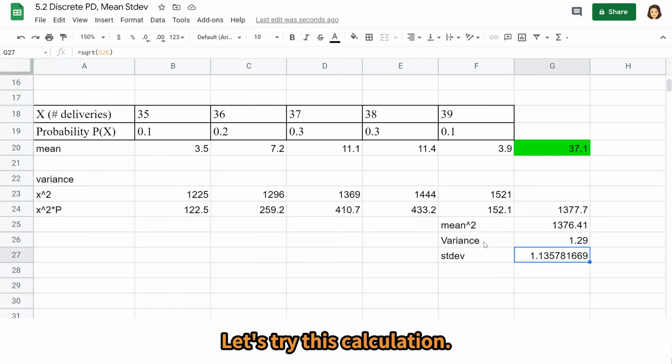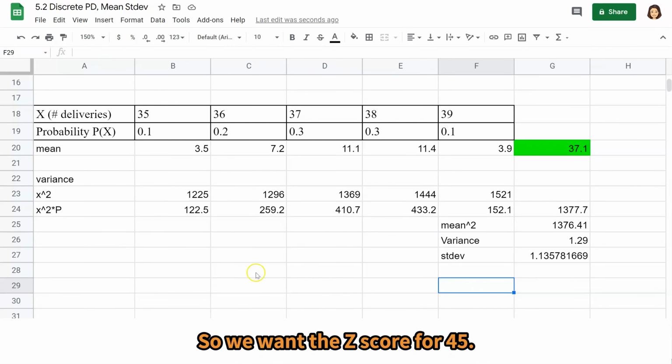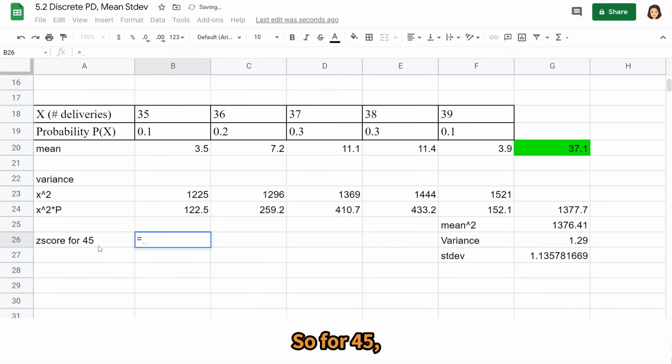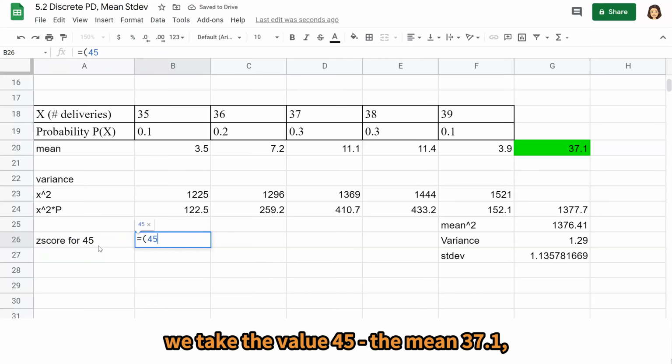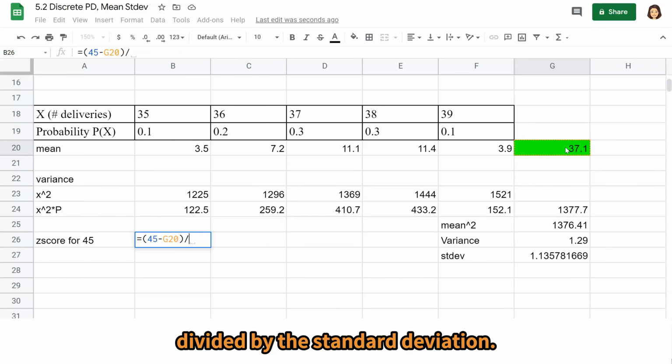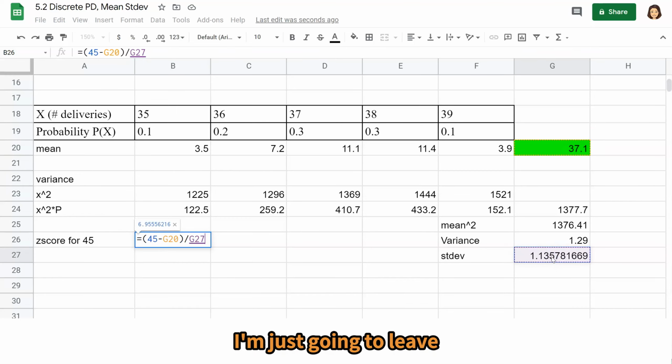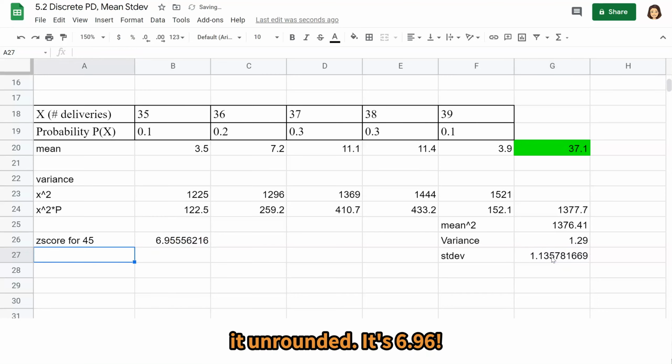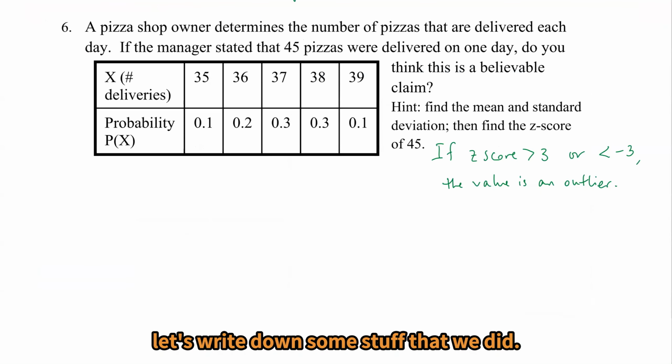Let's try this calculation. So let's just do this in Google. So we want the z-score for 45. So for 45, we take the value 45 minus the mean 37.1, close the parentheses, divided by the standard deviation. And I'm just going to leave it unrounded. We get 6.96. Wow. Okay, let's write down some stuff that we did.